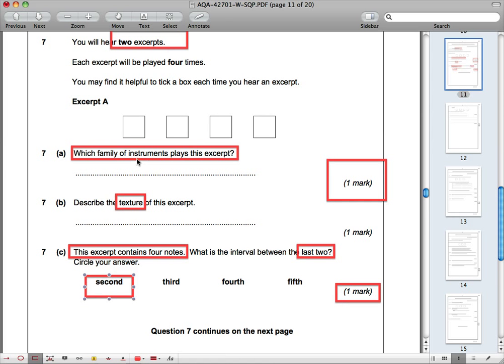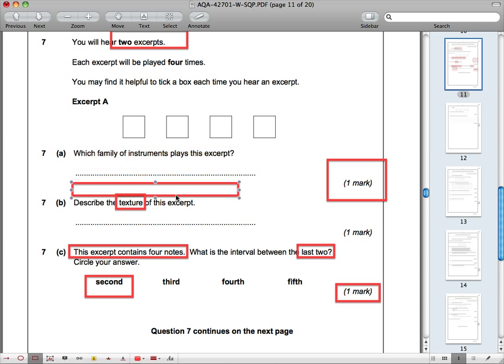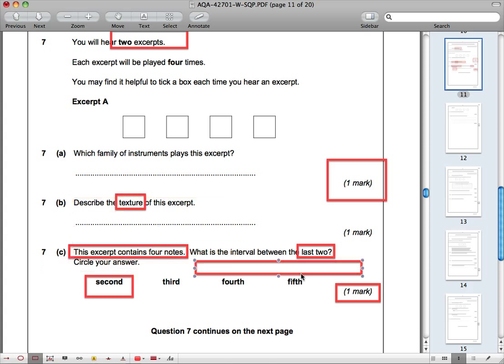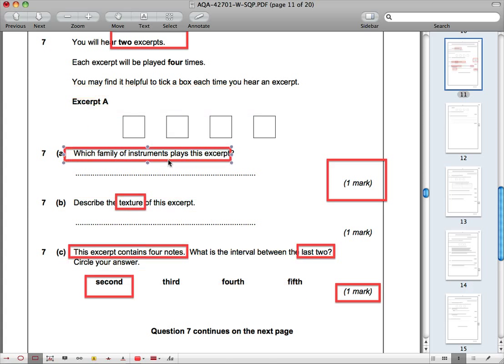I would take it as an opportunity to revise the families of the orchestra. You can find that on our orchestral landmarks videos. I'll take it as an opportunity to provide words to do with texture and maybe a bit of interval listening, because we've had a few of them during this specimen paper series.